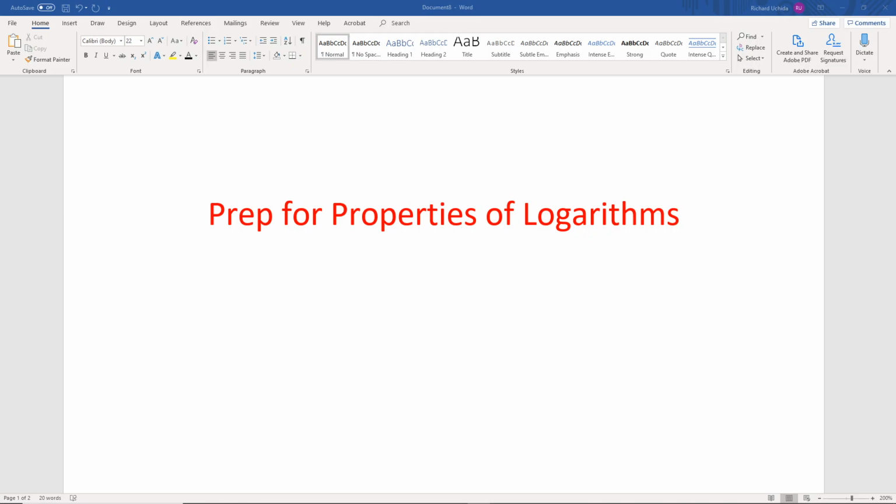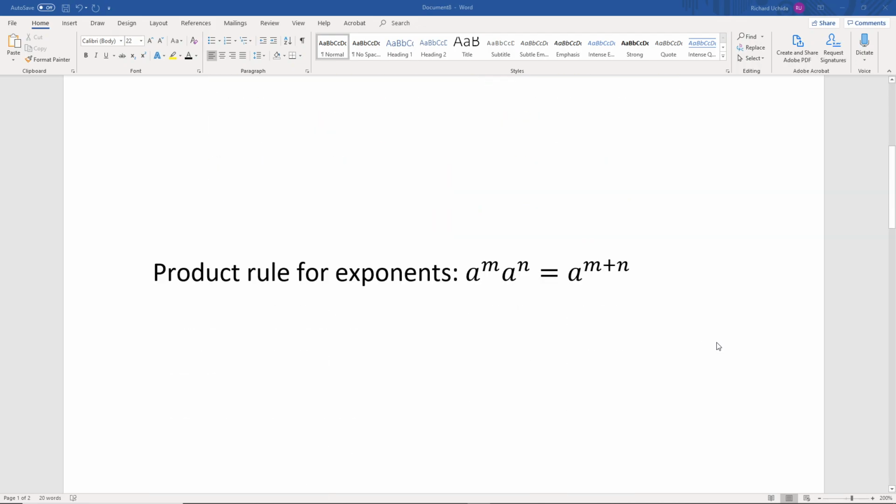In this video, we'll prep for the properties of logarithms by first looking at the properties of exponentials and see how they relate to the properties of logarithms. In your college algebra course, you'll see how to actually apply the properties of logarithms.